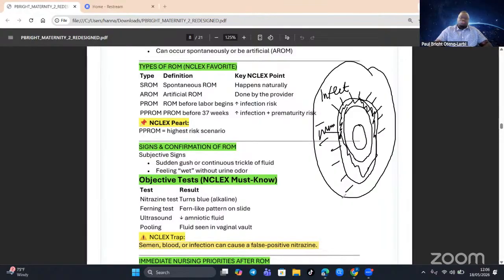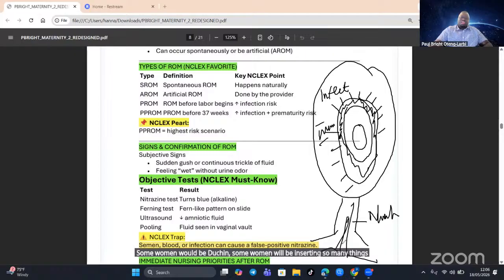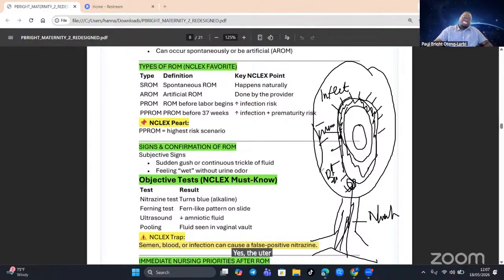Okay. Which woman has what? The lower uterine segment, which is what? Non-sterile. Some women will be douching, some women will be inserting so many things which will help carry infections to the upper uterine segment. When bacteria or other microorganisms enter into the uterus, this amniotic sac, yes, the uterus can be infected, but the baby will be intact because there is a barrier here.